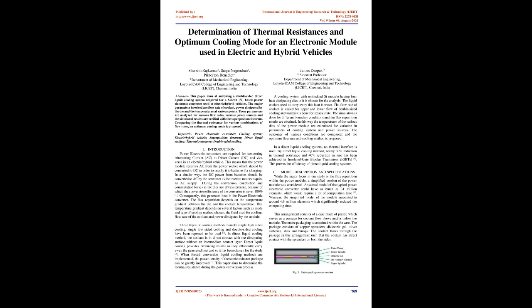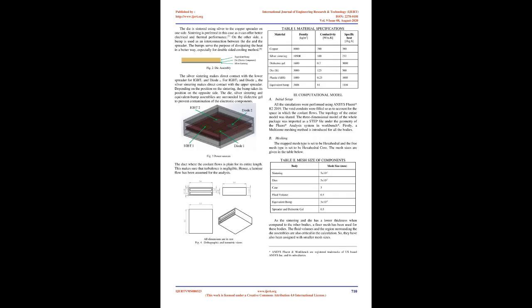A cooling system with embedded Si module having 4 heat dissipating dies in it is chosen for the analysis. The liquid coolant used to carry away this heat is water. The flow rate of coolant is varied for upper and lower flow of double-sided cooling, and analysis is done for steady state. The simulation is done for different boundary conditions and the flux repartition results are obtained. In this way, the temperatures of the various dies of the power module are calculated for variation in parameters of cooling system and power sources. The outcomes of various conditions are compared, and the optimum flow rate and cooling method is proposed.